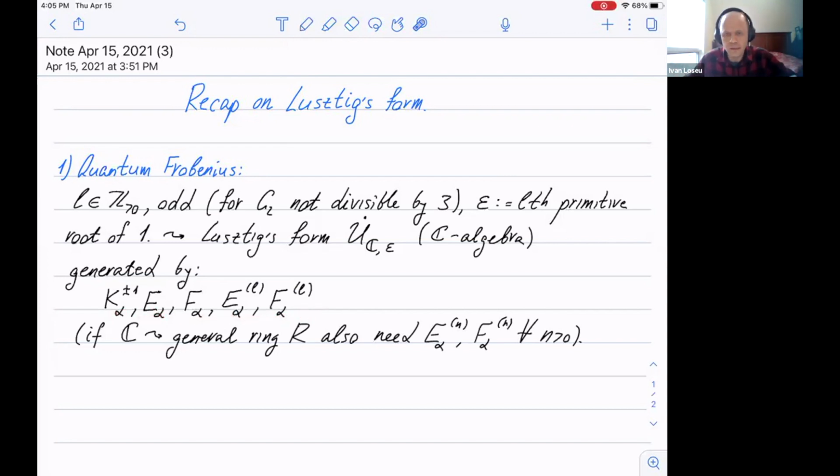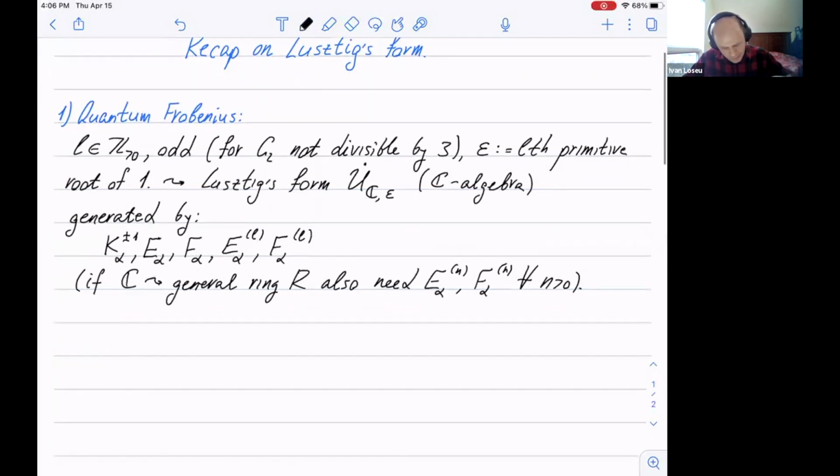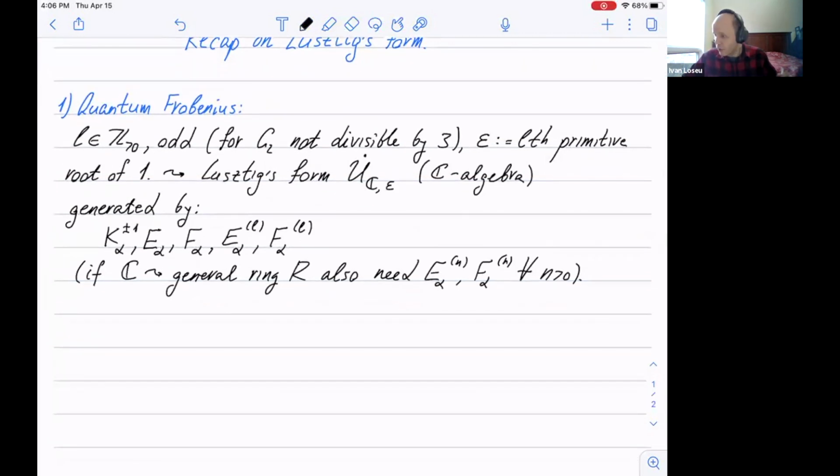In particular, that's the first difference that we see from the distribution algebra. Distribution algebra is infinitely generated. It's not even Noetherian. This algebra is finitely generated, and it is Noetherian. So that's one pleasant difference from the classical case. But what I want to recall is quantum Frobenius.